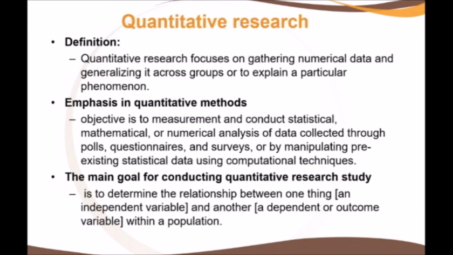So ultimately what we're aiming at in conducting quantitative research is we want to determine the relationship between one thing, which is the independent variable, and I'll get into that a bit later, and another, which is the dependent variable or the outcome within a population. So ultimately, that's what we're driving to when we conduct quantitative research.